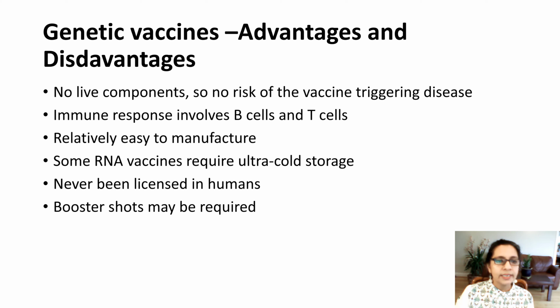So the advantages and disadvantages: no live components or no risk of the vaccine triggering disease. The immune response involves B cells and T cells, and it is relatively easy to manufacture, but some RNA vaccines require ultra cold storage. Never been licensed in humans. Booster shots may be required.